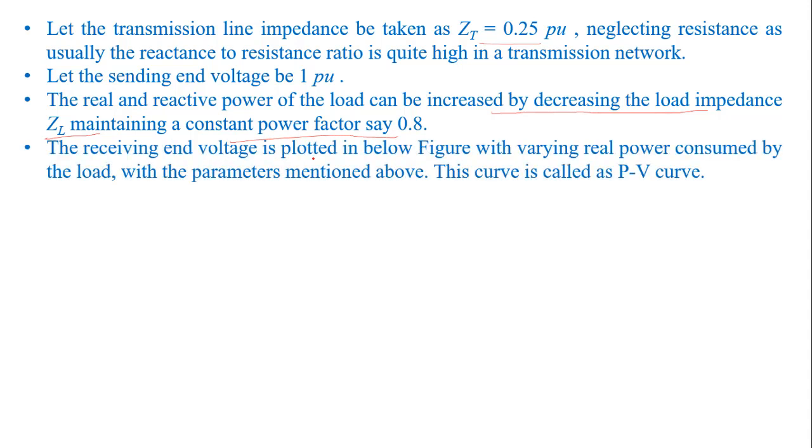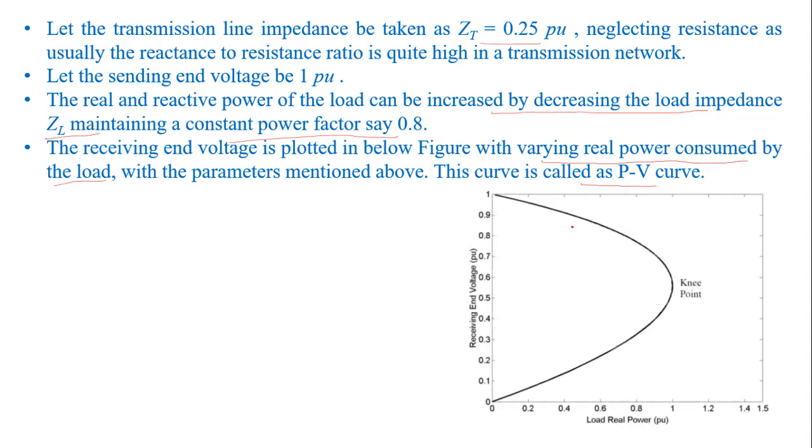The receiving end voltage is plotted in the figure shown below with varying real power consumed by the load. Varying real power load means if we want to increase the real power load, we have to decrease Zl. So by decreasing Zl, we calculate both PL and Vr and plot the receiving end voltage versus PL. This curve is called the PV curve. This shows the typical PV curve.